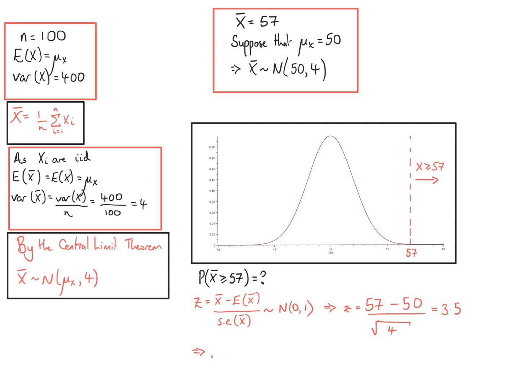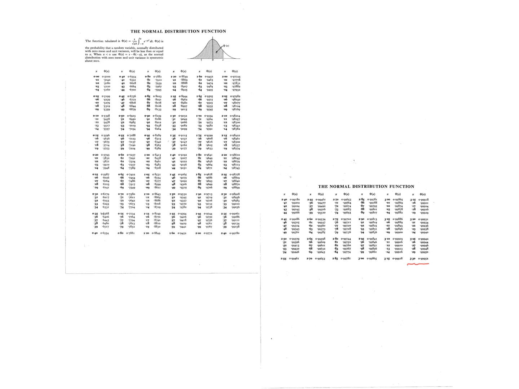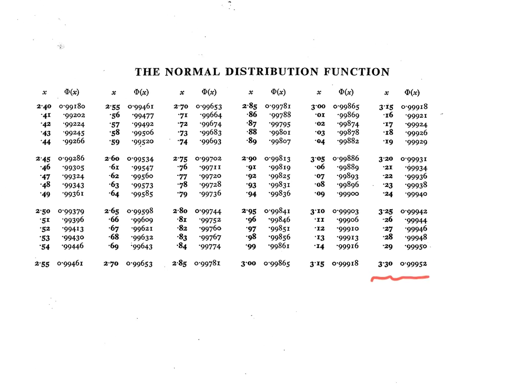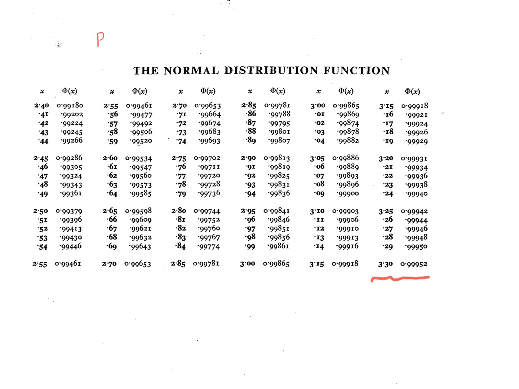So the probability that x bar is greater than or equal to 57 is the same as the probability that a normally distributed variable with expectation 0 and variance 1 is greater than or equal to 3.5. So let's look for 3.5 in the tables. Well, the tables only go as far as 3.3. So the probability from the normal distribution tables that z is less than or equal to 3.3 is just 0.99952.